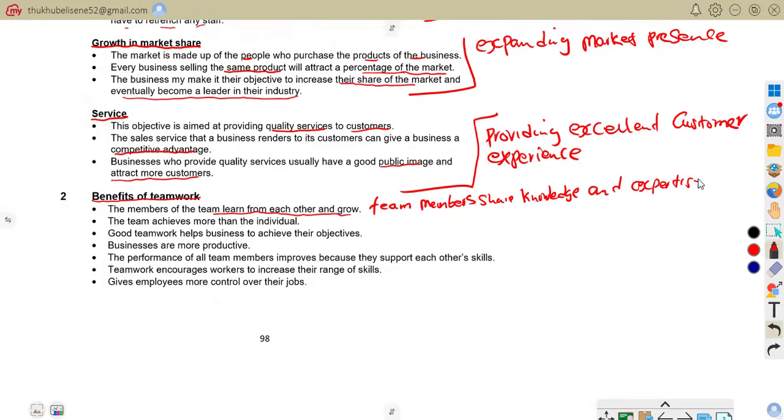So they share knowledge, as we are saying, team members are going to learn from each other. For example, we can say junior staff learn from experienced colleagues. The team achieves more than the individual. Achieving more together. We are talking about the collective effort yields better results.